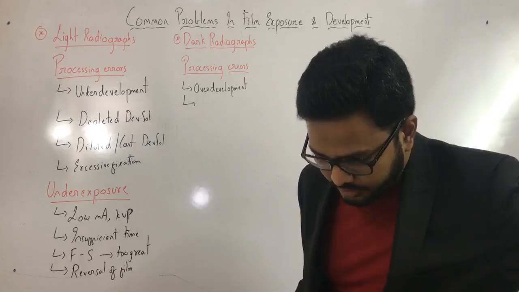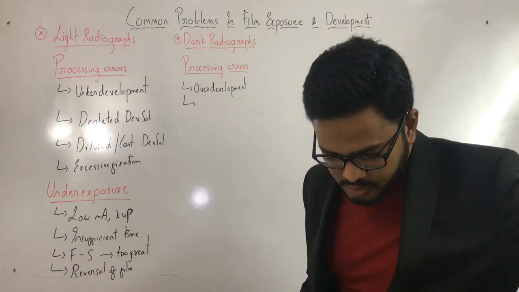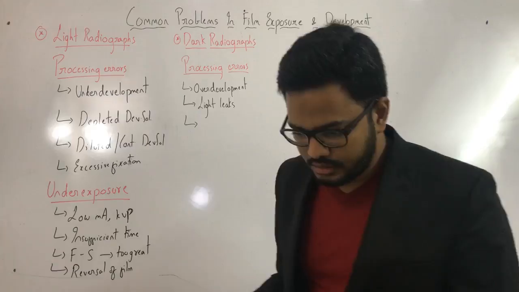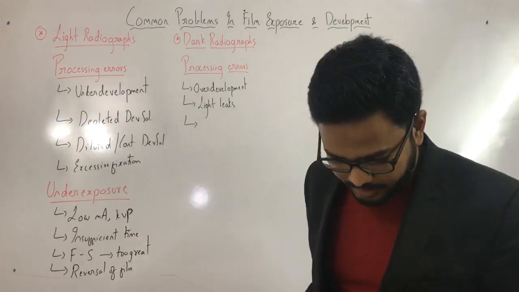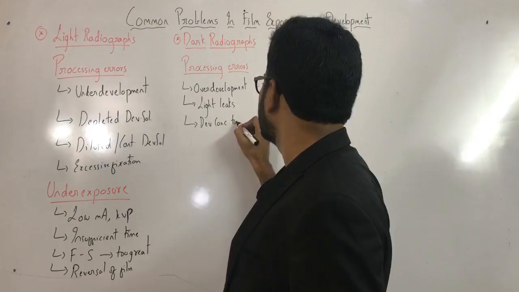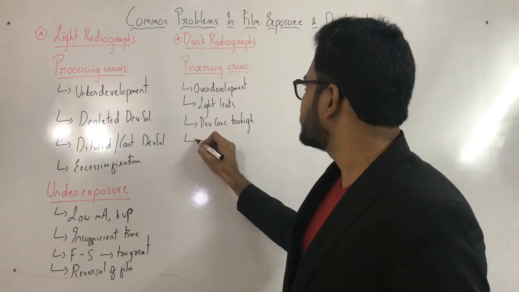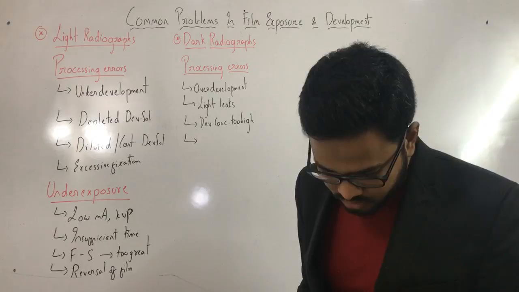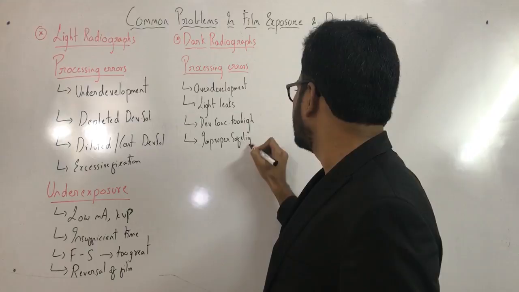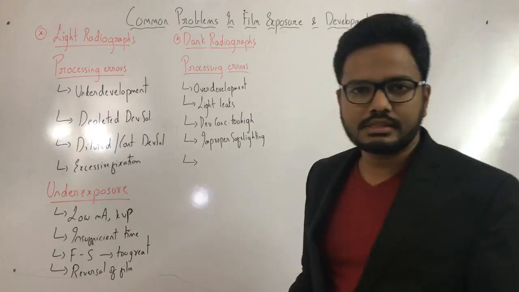Yes, light leaks. Yes, accidental exposure to light. Good. Light leaks. Yes, we'll discuss those dark lines separately, Abhishek. What about developer concentration? If developer concentration is too high, developer concentration too high can lead to dark radiographs. And also, as you mentioned, good, improper safe lighting. So we have criteria for safe lighting. The distance and the type of filters, isn't it? So improper safe lighting.